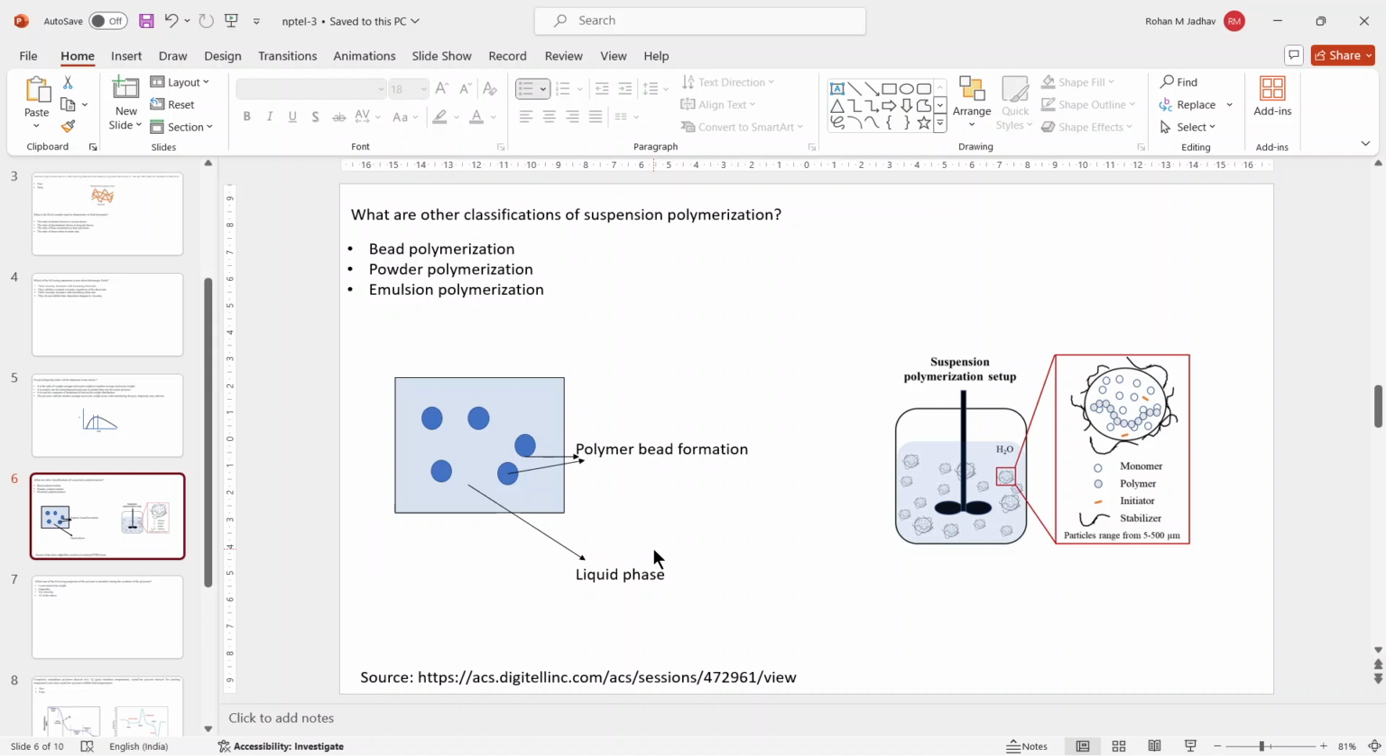Emulsion polymerization is altogether different. What happens in emulsion polymerization is that an emulsification process is there and you have to add a surfactant. Emulsion polymerization is entirely separate, so that is not the correct answer for this question.